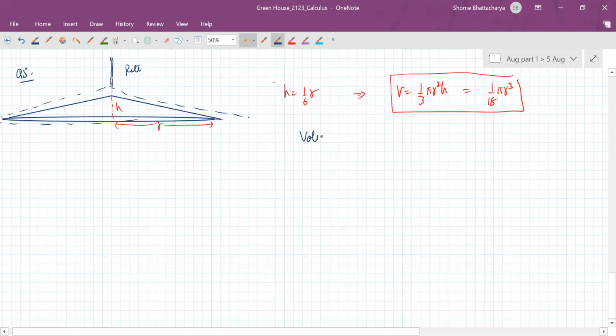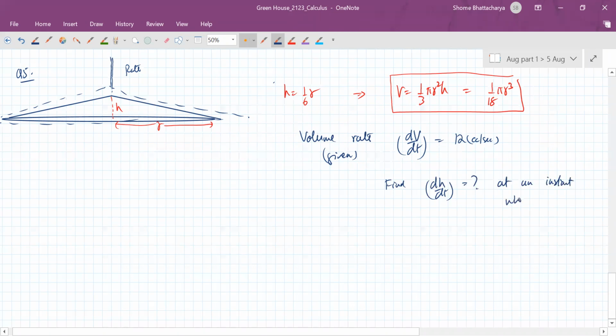So the volume rate, we'll write that as dv by dt. That is given to us as how much? 12 centimeter cube, 12 cc per second. So we have to find the rate of increase of height of the cone, dh by dt, at the instant when the height is equal to 4 centimeters.